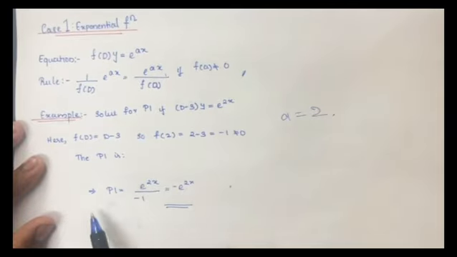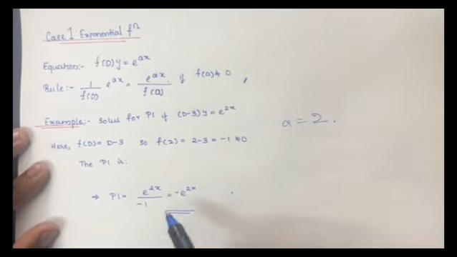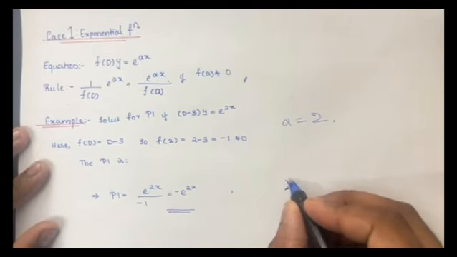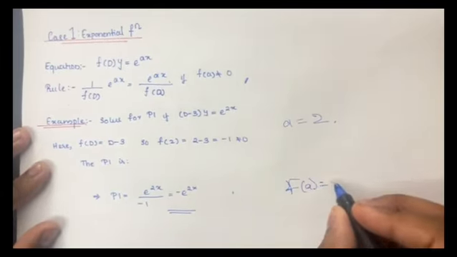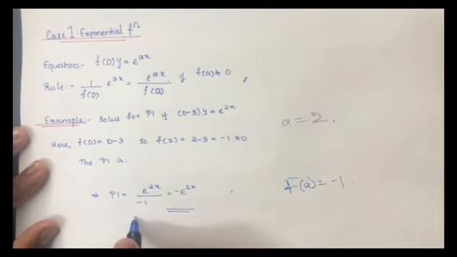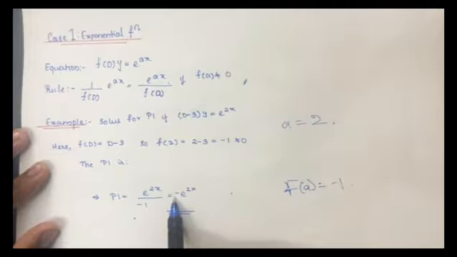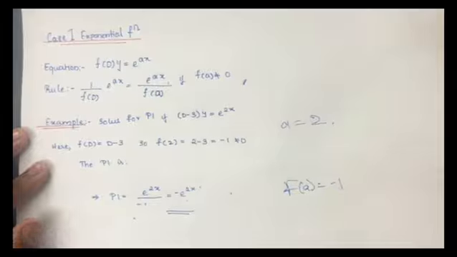Therefore, the PI can be easily written as e to the power 2x divided by f of a. f of a here is nothing but minus 1. That helps us arrive at the final answer, that is e to the power 2x by minus 1, which is nothing but minus of e to the power 2x.